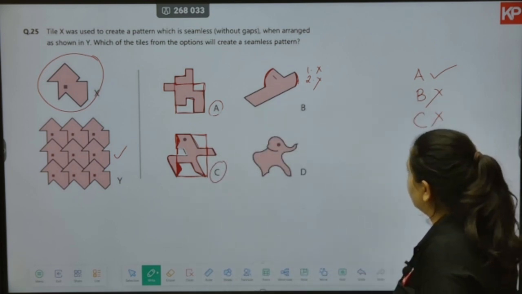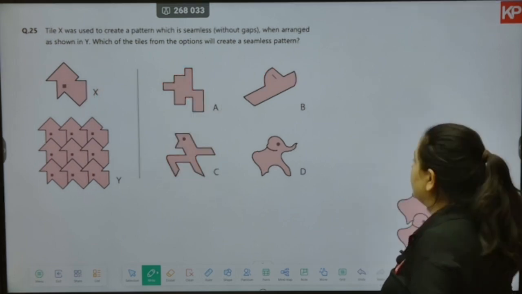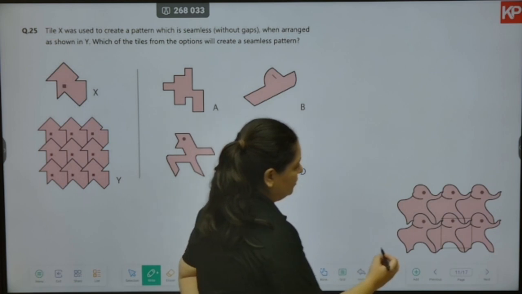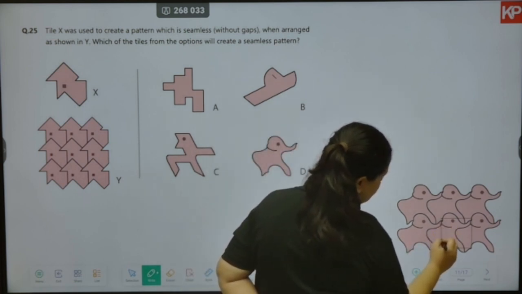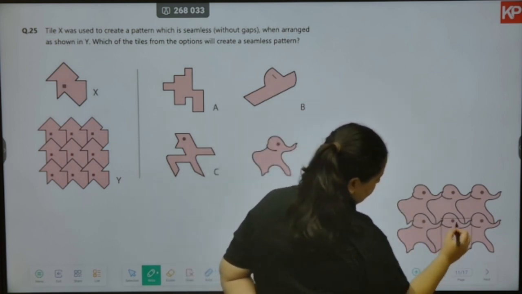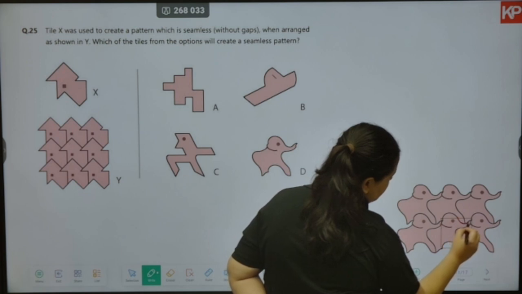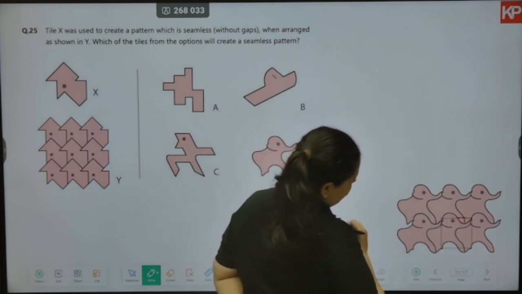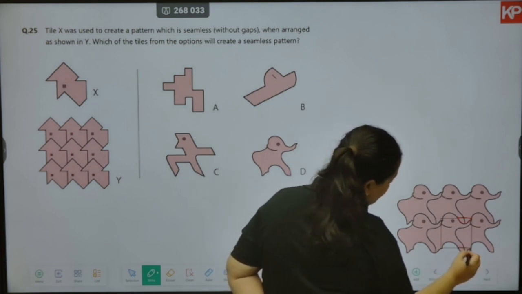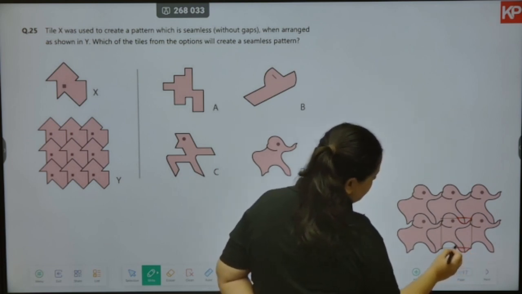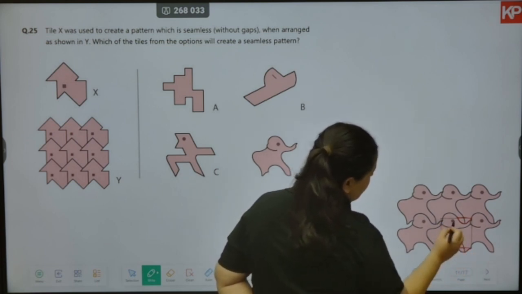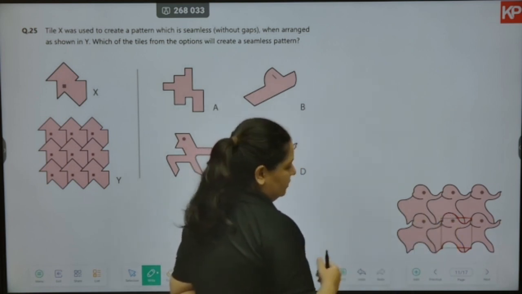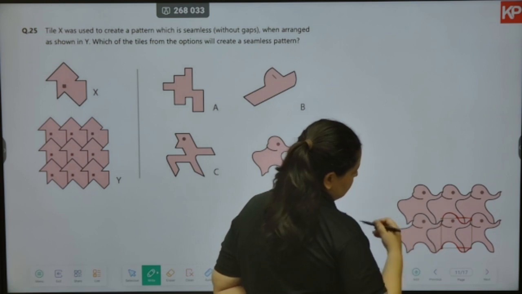Let's check what is happening with the elephant in option D. If we try and make a square around it, let's check what is happening. This semicircular or U kind of thing is getting subtracted from here and it is getting added over here. This curve is getting subtracted from this and it is getting added over here. Okay, for top and bottom we are good to go. We can see that it is going to tessellate.